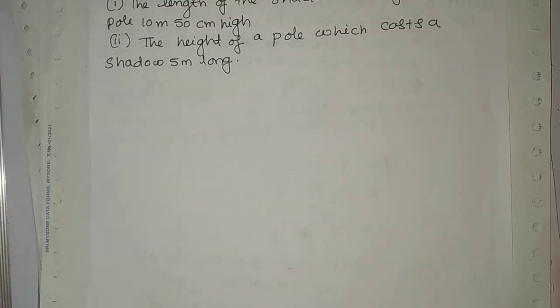9th problem is, a 5 meter 60 centimeter height vertical pole casts a shadow of 3 meters 20 centimeters long. Find at the same time, first there are two sub questions. The length of the shadow cast by another pole 10 meter 50 centimeters high. Next question is the height of a pole which casts a shadow 5 meters long.